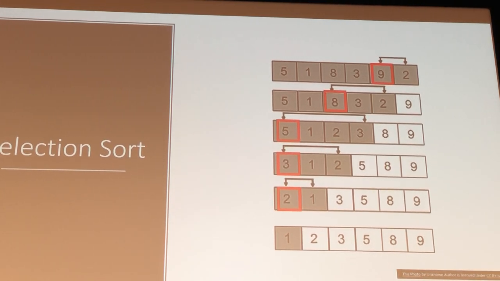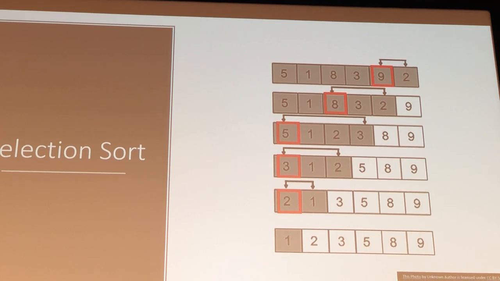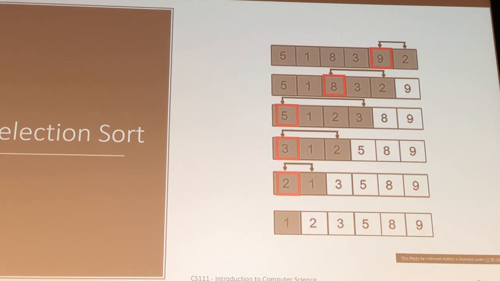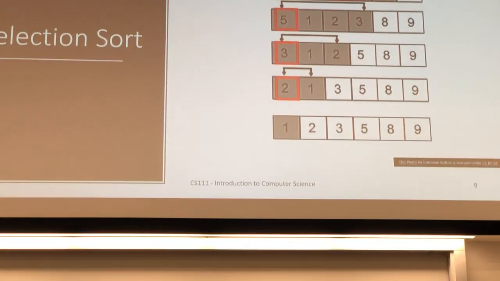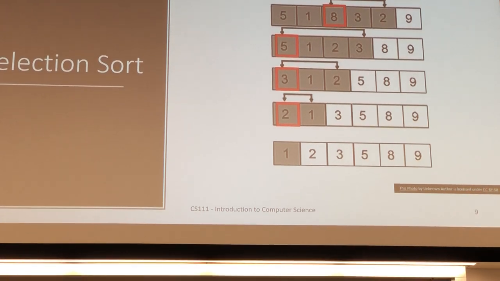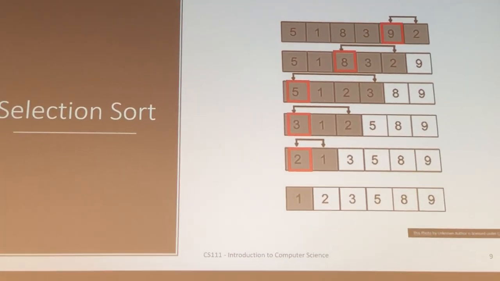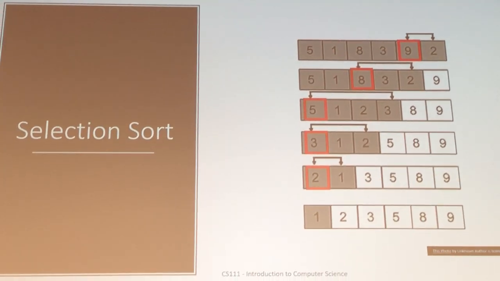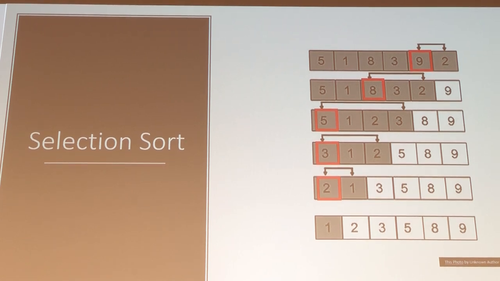So here's another example of the selection sort. You can see that in this case, I have put a red box around the max, and then it swaps the max, which is 9, into 2. The next max is 8, that's the second largest. 8 into 2 again. The next one is 5 into 3. Next max is 2 into 5. And then finally you get to an array of size 1, so you're done, right?